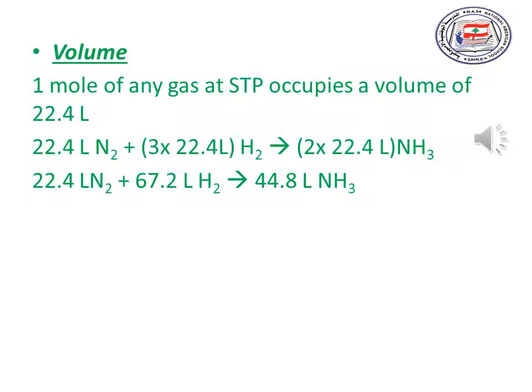Volume. As we studied before, 1 mole of any gas at standard temperature and pressure occupies a volume of 22.4 liters. So, the equation indicates that 22.4 liters of nitrogen reacts with 67.2 liters of hydrogen, which is 3 times 22.4 liters, and this reaction forms 44.8 liters, or 2 times 22.4 liters, of ammonia.